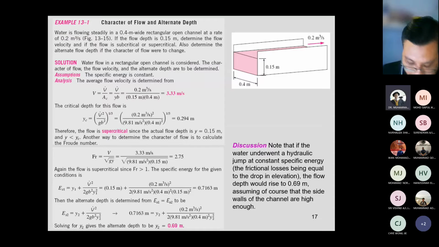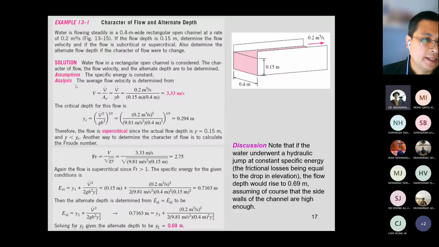Alright, now we try to understand in an example how to implement the formula into the problem. Okay, now we have a rectangular open channel with the depth of liquid 0.15 meter, with the width as 0.4 meter, and then the volume rate is 0.2 meter cubed per second. Water is flowing steadily and so on.